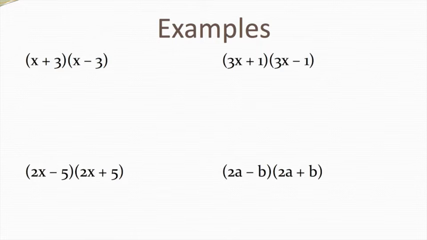So let's do some examples. We are going to multiply x times x, which will give me x squared, and 3 times negative 3, which will give me negative 9. So my answer will be x squared minus 9. Now we're going to multiply 3x times 3x, which will give me 9x squared, and 1 times negative 1, which will give me negative 1.